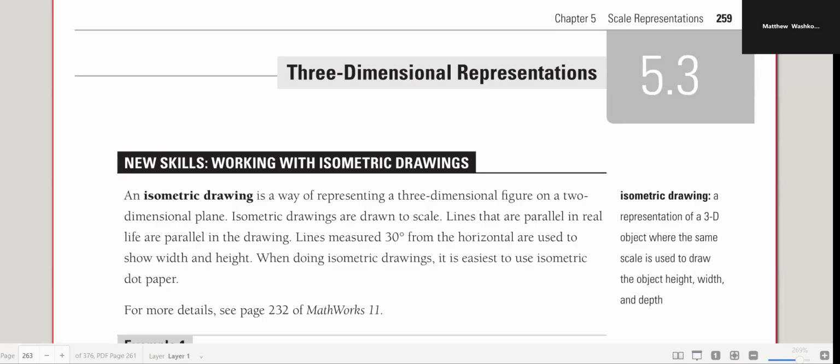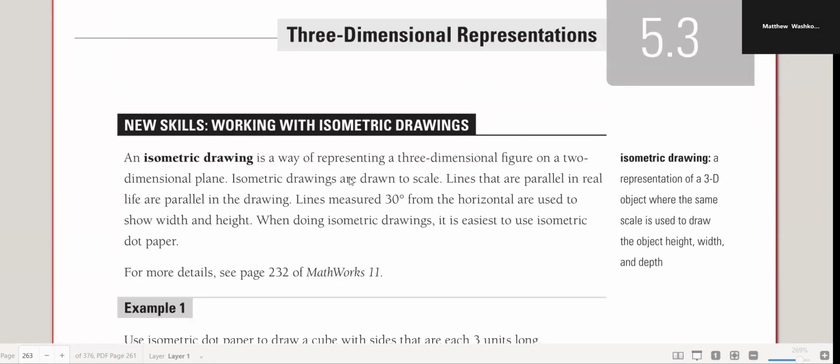Okay, next one here, 5.3. So now we're taking a look at 3D objects. This one, I'm going to recommend you actually split up into two of them, into two washes. It's probably the beefiest of all the sections here in Module 5.